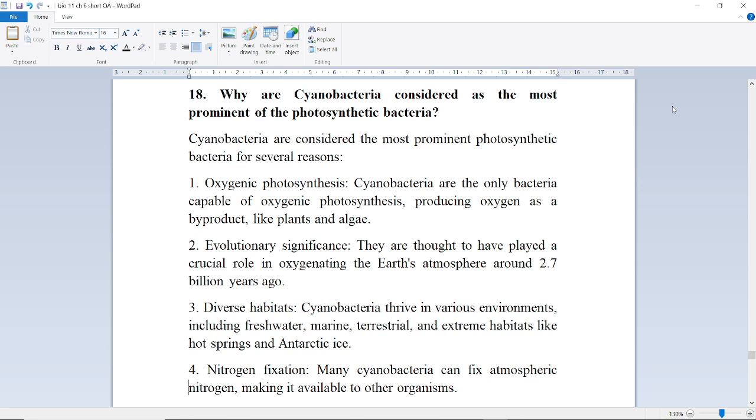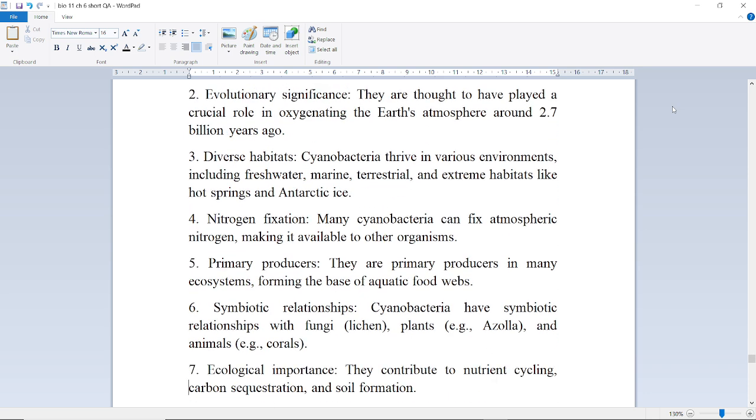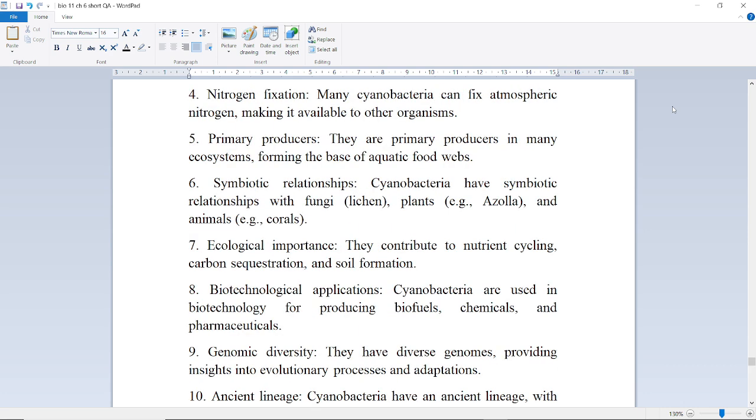Evolutionary significance. They are thought to have played a crucial role in oxygenating the Earth's atmosphere around 2.7 billion years ago. Next is diverse habitats. Cyanobacteria thrive in various environments including freshwater, marine, terrestrial, and extreme habitats like hot springs and Antarctic ice. Next is nitrogen fixation. Many cyanobacteria can fix atmospheric nitrogen, making it available to other organisms.